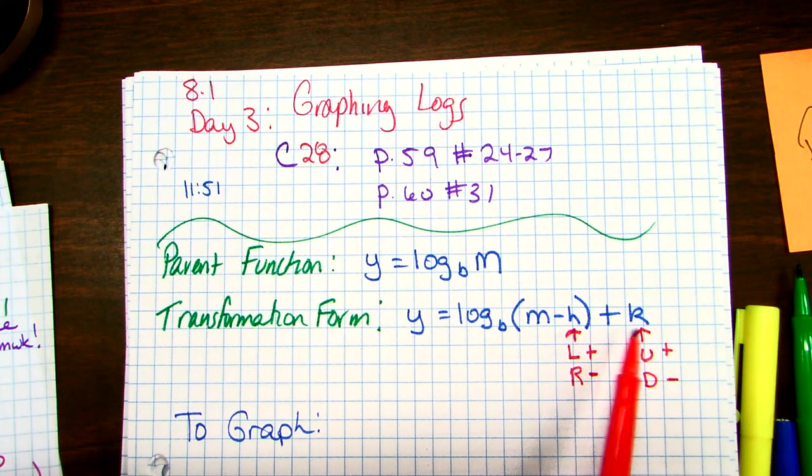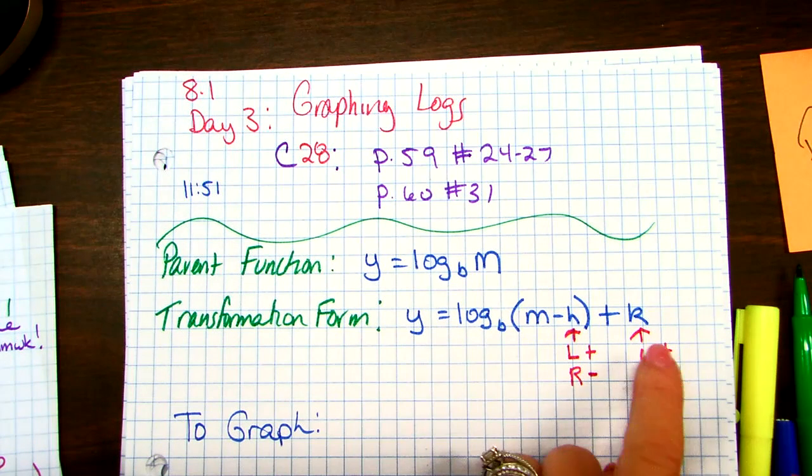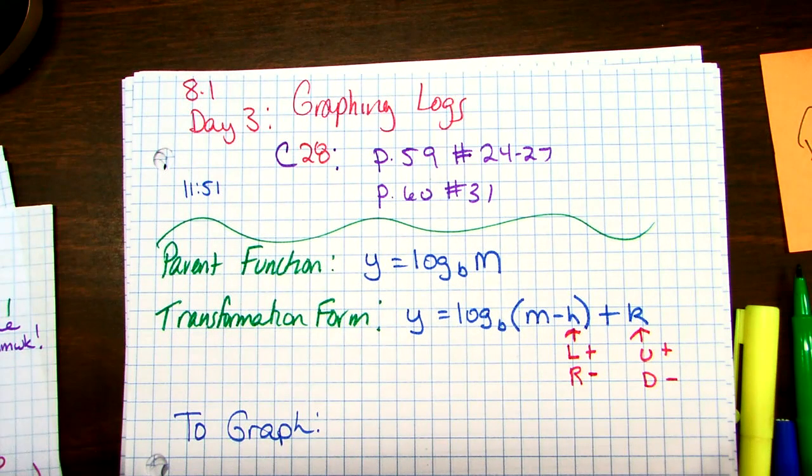You're not going to see H and K in the equation. Those are going to be replaced with numbers, right? You're going to have numbers in place of H and K. So you have to know how to tell which one it is. H will be in parentheses, K will not. That's it, okay? Then the one that's in parentheses is opposite.